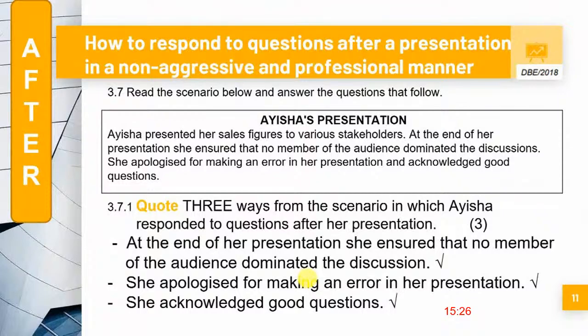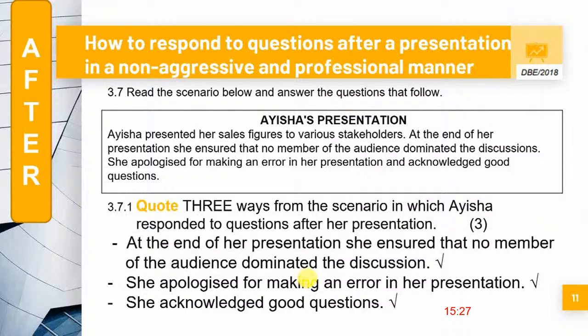How to respond after a presentation in a non-aggressive and professional manner. As she presented her sales figures to various stakeholders, at the end of her presentation, she ensured that no member of the audience dominated the discussions. She apologized for making an error in her presentation and acknowledged good questions.